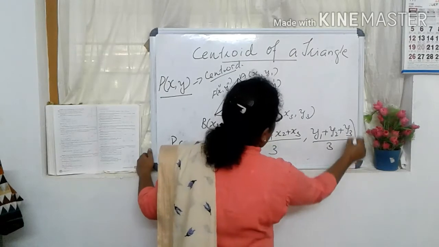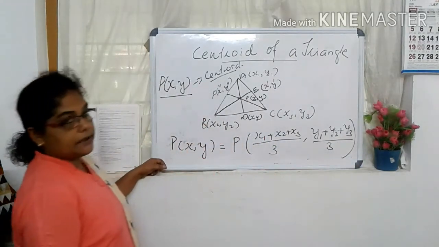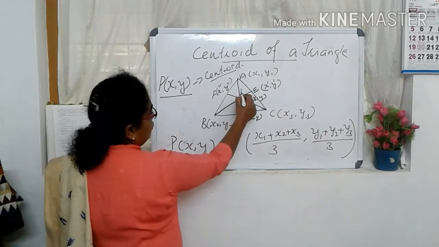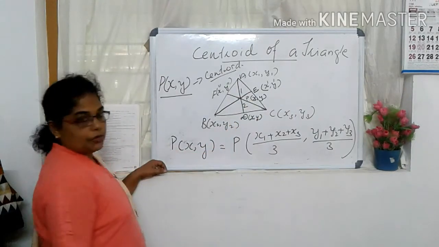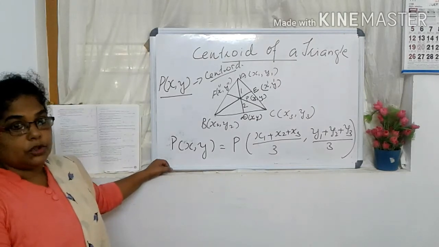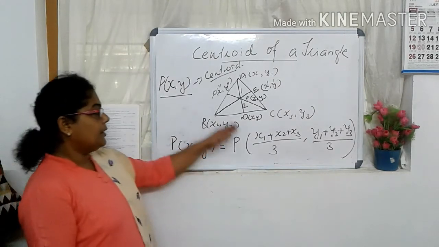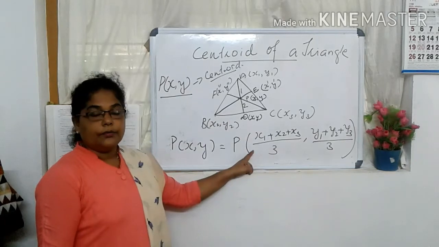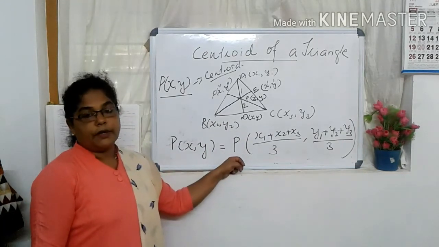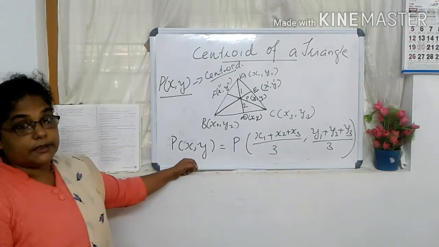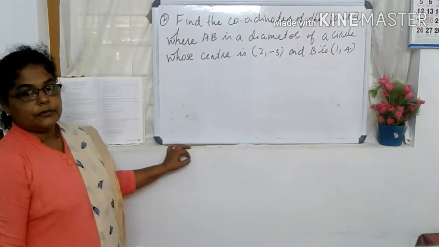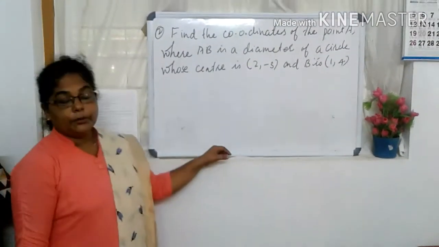How does it come? The centroid is cutting the medians in the ratio 1:2. The centroid is intersecting the median in the ratio 1:2. So when we apply the formula, we get the coordinates of the centroid. P of x comma y is equal to x1 plus x2 plus x3 by 3 comma y1 plus y2 plus y3 by 3. Okay friends, we can study one more question.